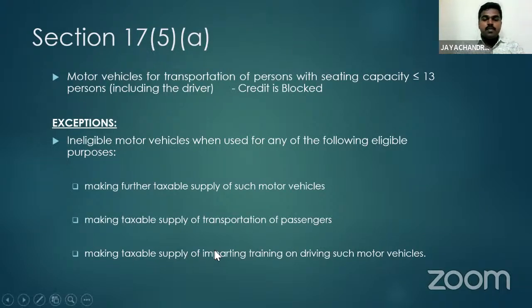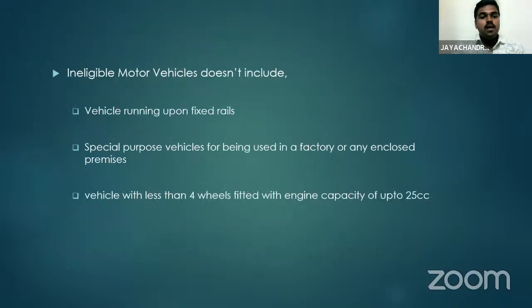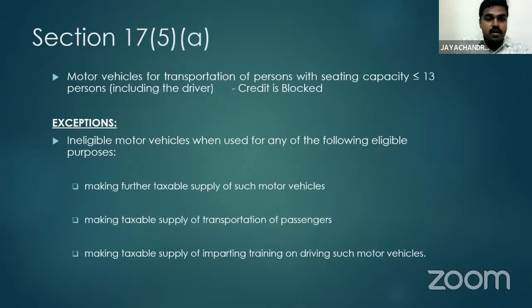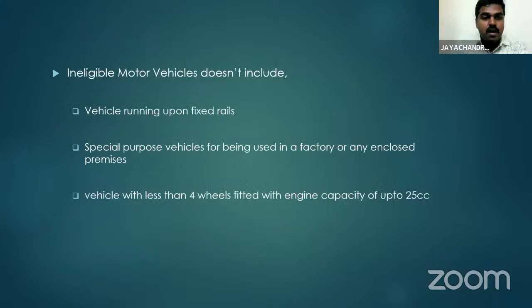Then making taxable supply of imparting training, driving school persons. Driving school will purchase so many cars. They will purchase a variety of cars. They can avail the ITC of the cars or motor vehicles purchased. But what is the definition of motor vehicles? Motor vehicles includes all the motor vehicles, whatever I said is motor vehicles, all the motor vehicles.